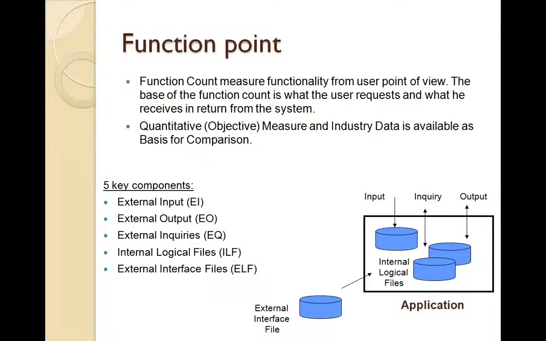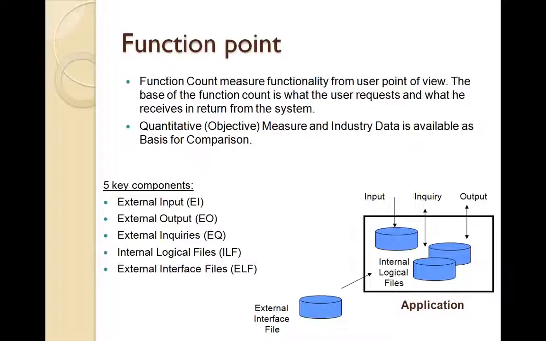The next is the function point based estimation. Function point based estimations are basically from the user's point of view. It is based on the function count, on the user request and what the user receives in return. So what is the user asking from the system, and what is the user getting from the system? It has five key components: external inputs, external outputs, and external inquiries that are coming to the system, internal logical files that are used for the internal processing, and external interface files. So it factors in all of this data, and then it comes up with the function points.